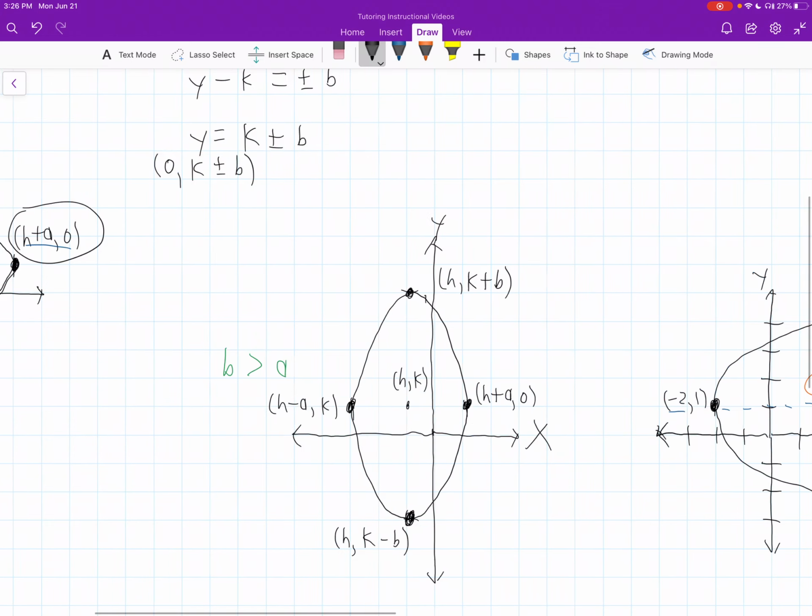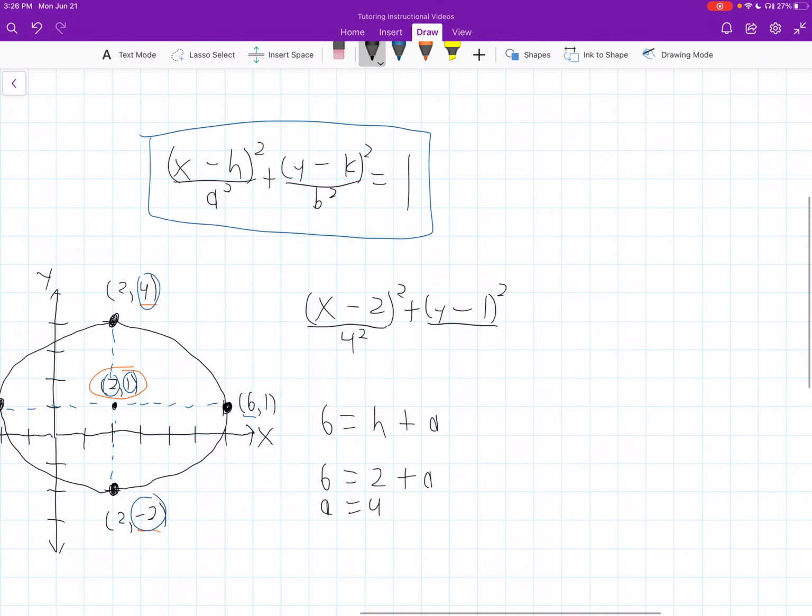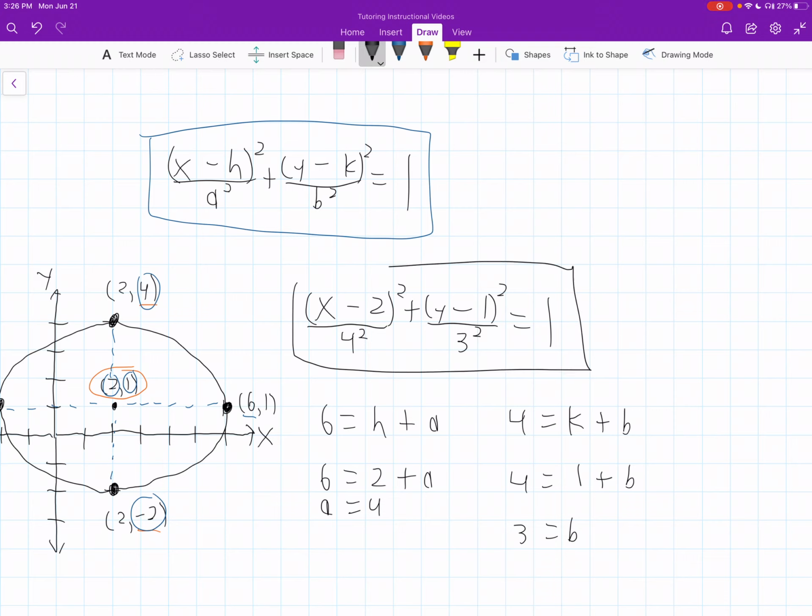Similarly with our b, we go back to our abstract drawing. I have the top point being h comma k plus b. So looking at the y coordinate, I know that 4 has to be k plus b. And we said that k is 1. So 4 is 1 plus b, so b is 3. Fill that in. And that's all we need because x and y are the only 2 variables, as desired for a concrete equation. So that would be our answer.